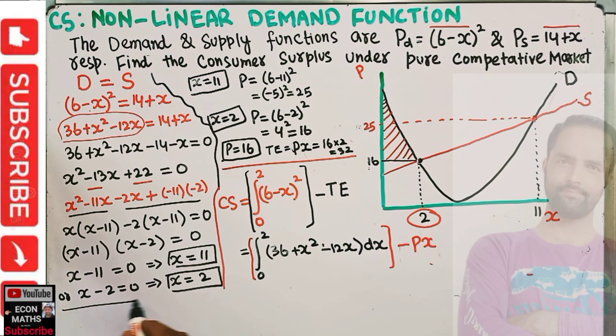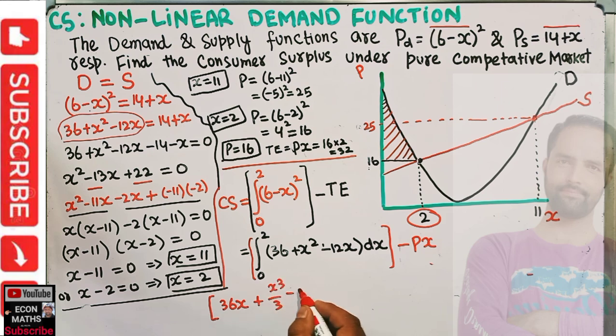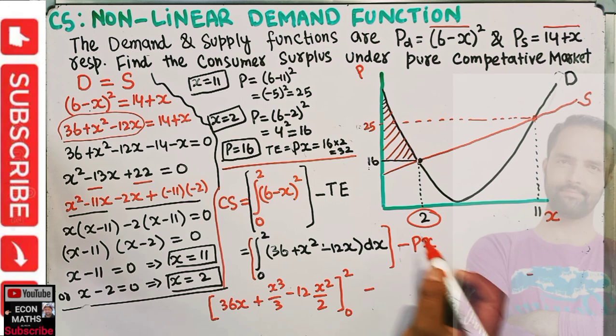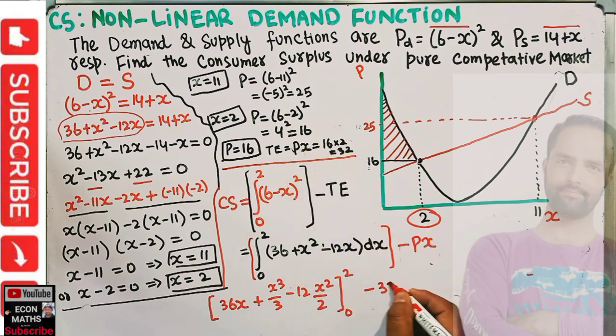I don't have the space, so let me write it here. So the integral of 36 is 36x, the integral of x square is x cube upon 3, minus 12 times the integral of x, which is x square upon 2. Okay, and we evaluate it from 0 to 2. From this we subtract the total expenditure, that is p into x, which we calculated, which is 32.